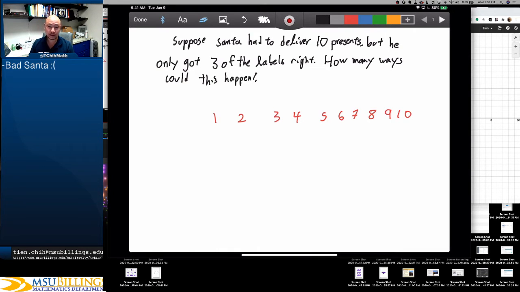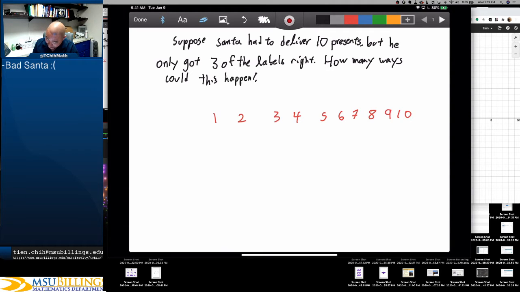Well, in order to solve this, we need to think about what are the various pieces going on at this moment. There are 2 things happening here. One, Santa did get 3 of the labels right, and that's something we need to address. And then Santa got every one of the remaining labels wrong. These are both happening at the same time, which invokes the principle of multiplication.